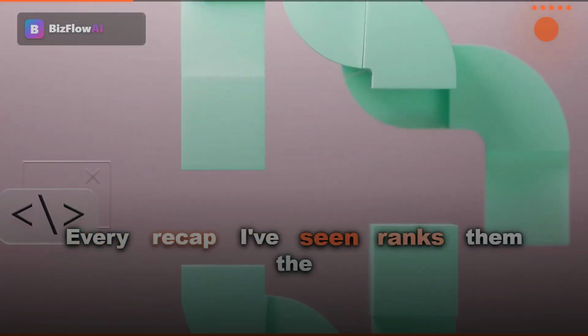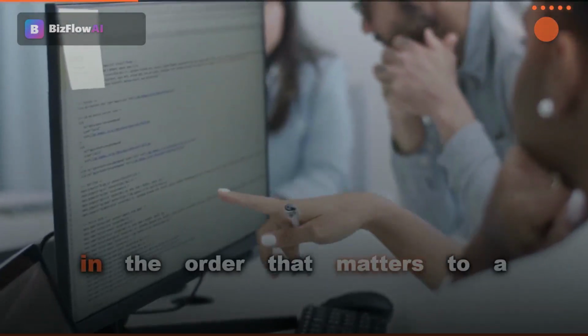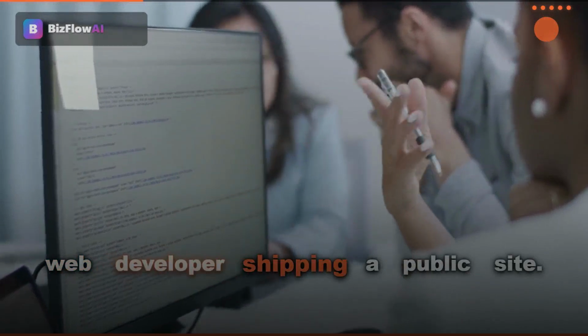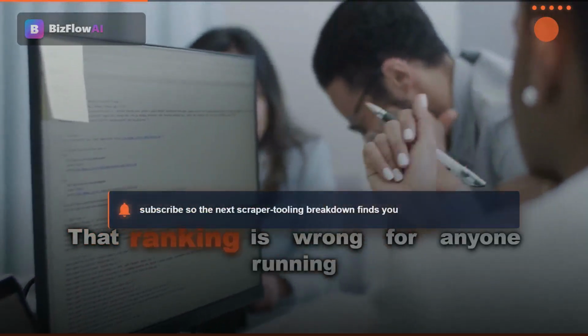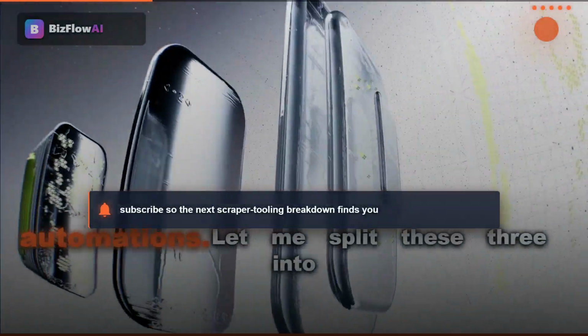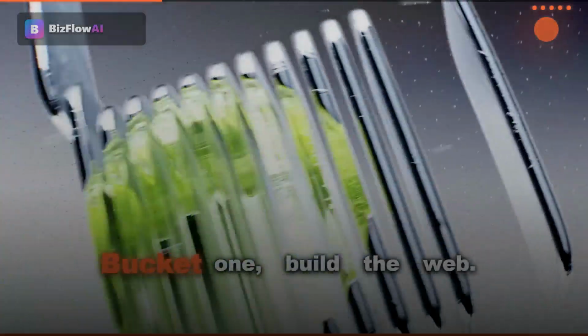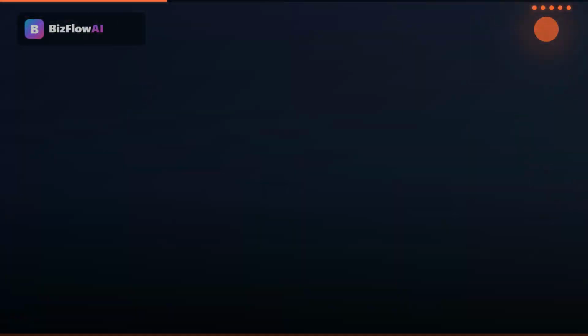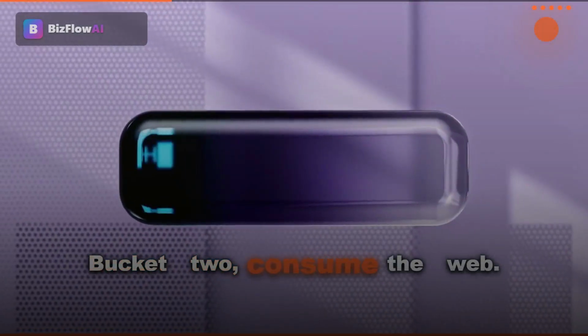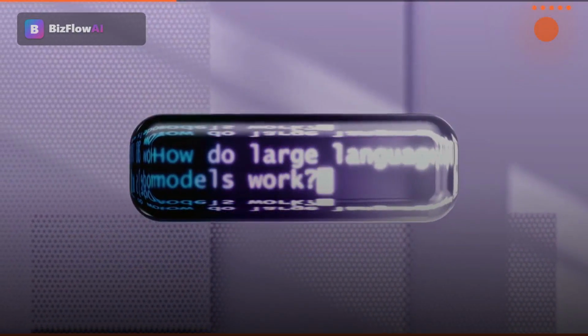Every recap I've seen ranks them the same way Google did, in the order that matters to a web developer shipping a public site. That ranking is wrong for anyone running automations. Let me split these 3 into 2 buckets. Bucket 1, build the web. Bucket 2, consume the web.